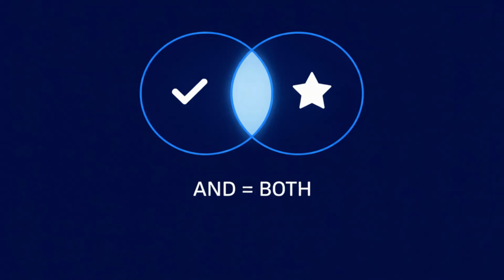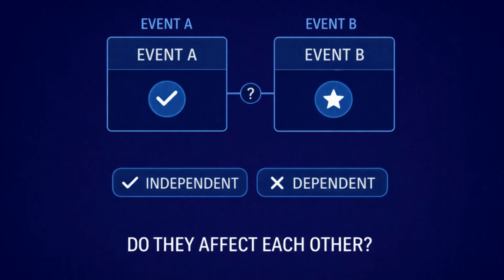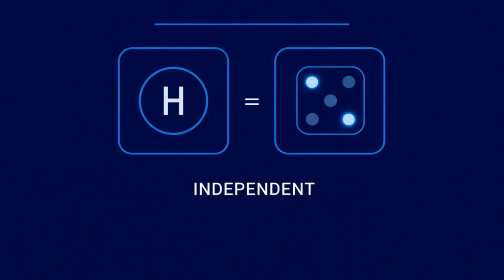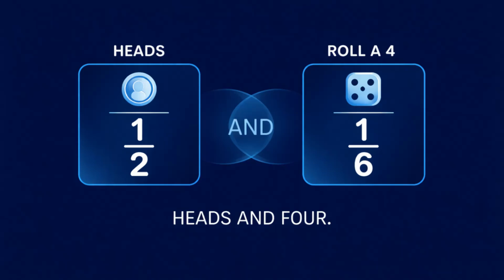Now let's turn to situations that use the word and. When a problem asks for the probability that one event and another event both occur, we are interested in events happening together. Before multiplying, we ask whether the events affect each other. If one event does not change the probability of the other, the events are independent. For example, flipping a coin does not affect rolling a die.